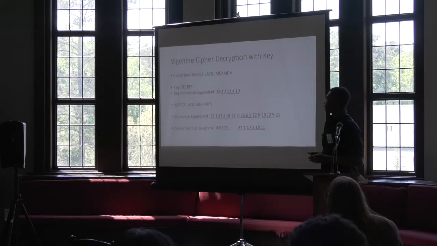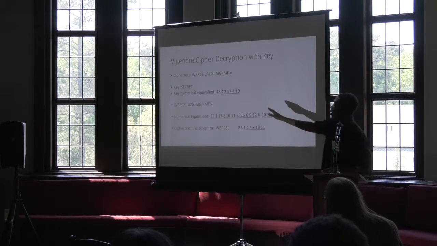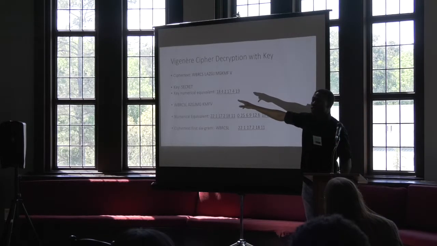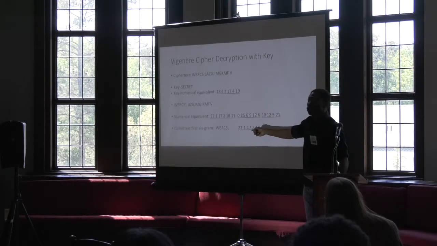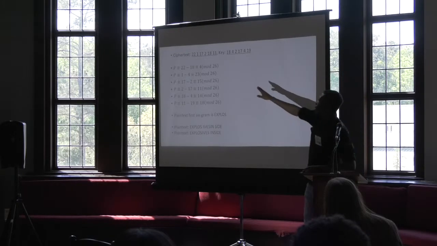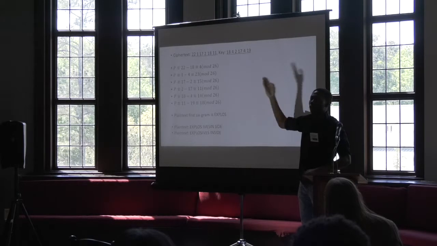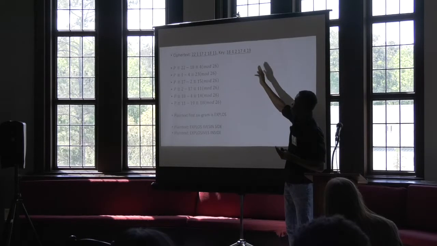Now we're going to talk about the decryption with the key for Vigenère ciphers. This is our cipher text right here, and this is our key. I'm going to turn the key and the cipher text into the numerical equivalents. We'll do the first one just like we did in the encryption. Remember, in the encryption we had to add them. In this case, we're going to subtract them instead. So we take the cipher text and subtract the key.